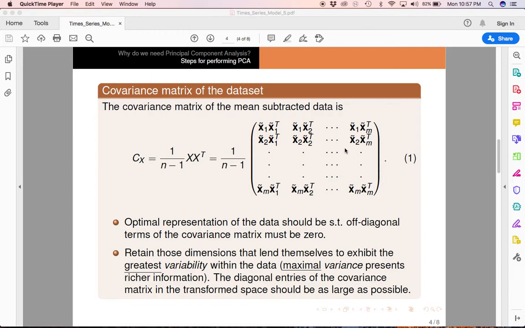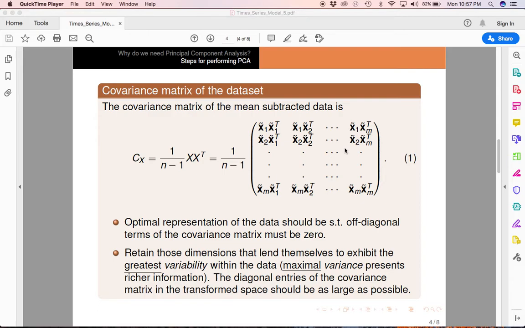The optimal representation of the data, the one that we are searching for, should be such that the off-diagonal terms of the covariance matrix must be 0. Because we want to reduce the intervariability between dimensions as much as possible. Because if they are very much interrelated, then that's just redundant data, redundant information that we can very well discard.